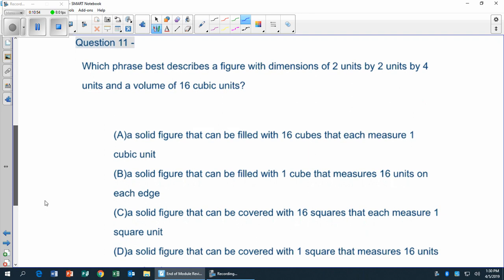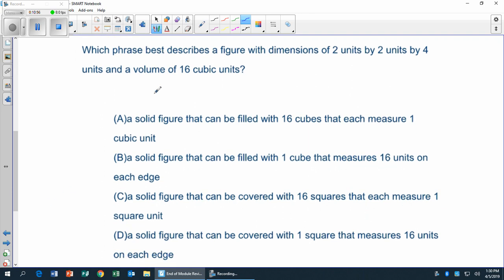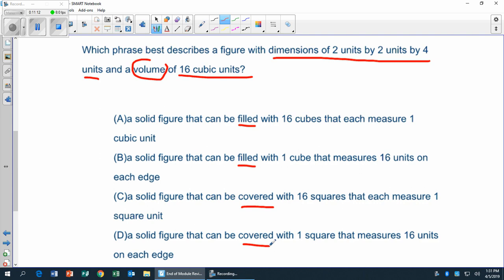Here we have a multiple choice. Which phrase best describes a figure with the dimensions of 2 units by 2 units by 4 units and a volume of 16? Well, volume tells me that we are filling. So right away when I look, I see filled, filled, covered, covered. Covered means area, and we are trying to find volume. So since these two are area, I know right away that I can eliminate them.